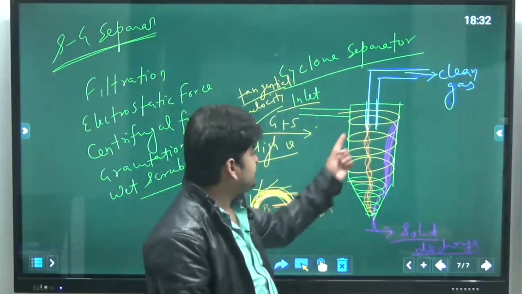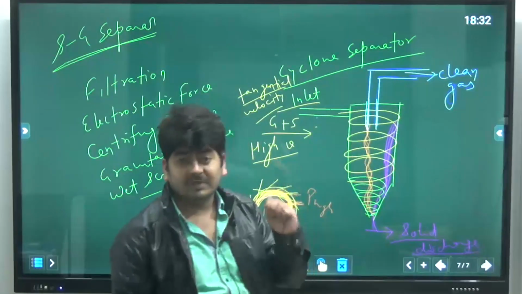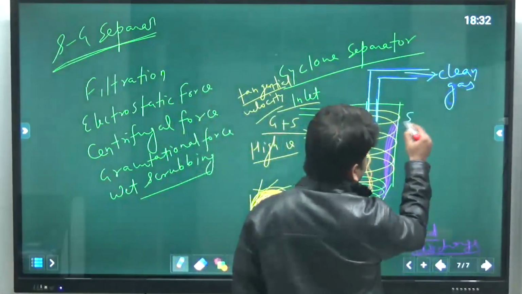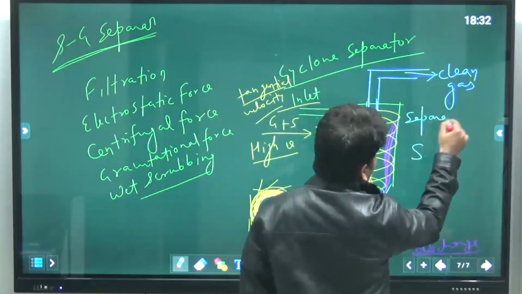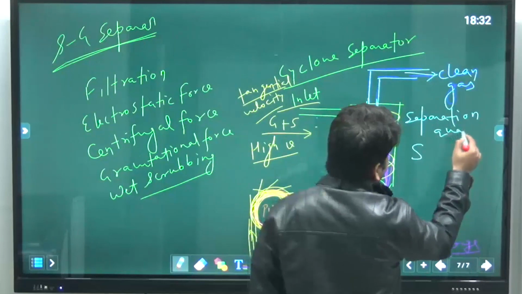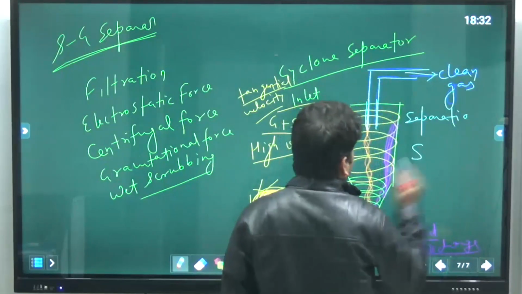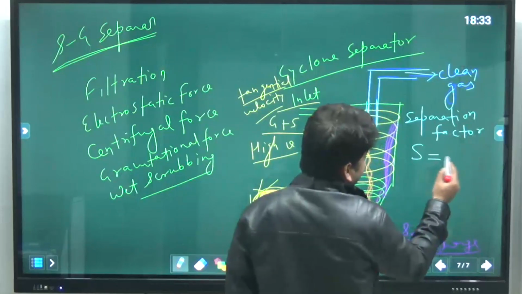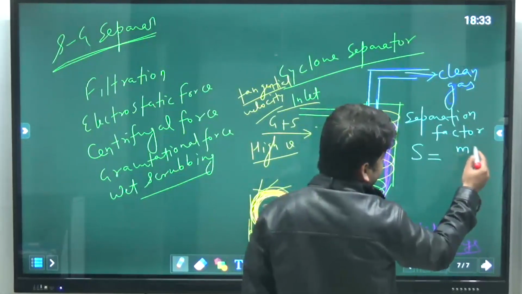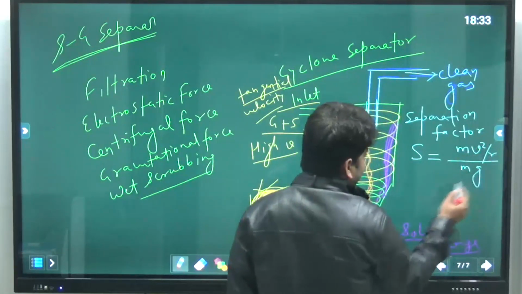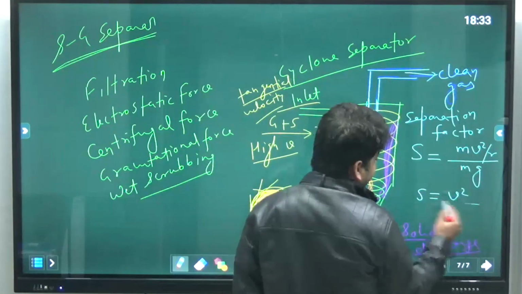And here you can see the centrifugal force and gravity force are two major factors. So based on that, we define the separation factor to measure the quality of the cyclone separators. Separation factor is defined as the ratio of centrifugal force, that is m v square over r, divided by gravity force, m g. So you can see this is v square over r g.